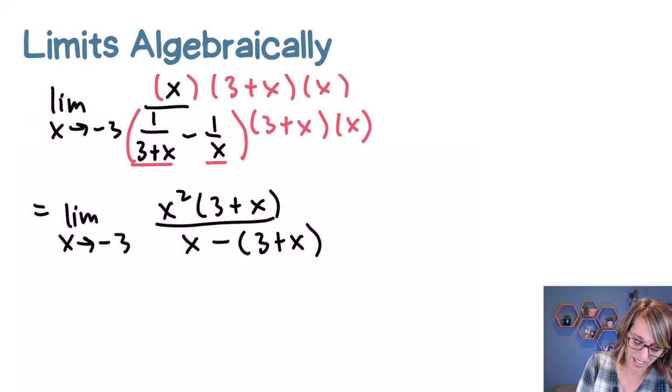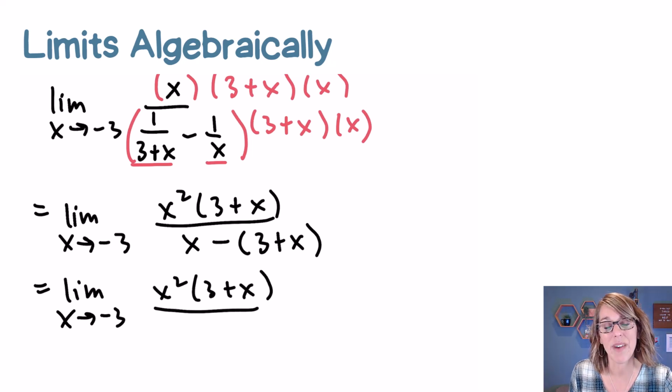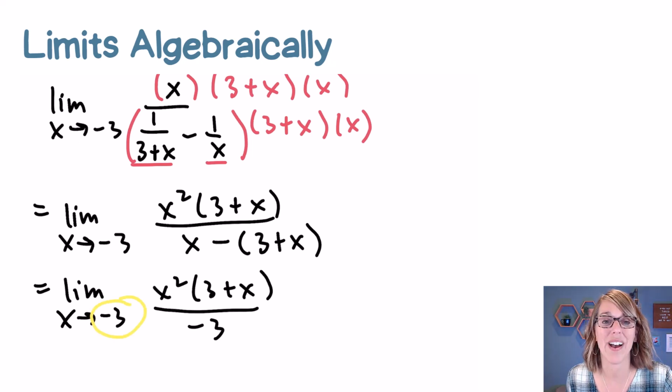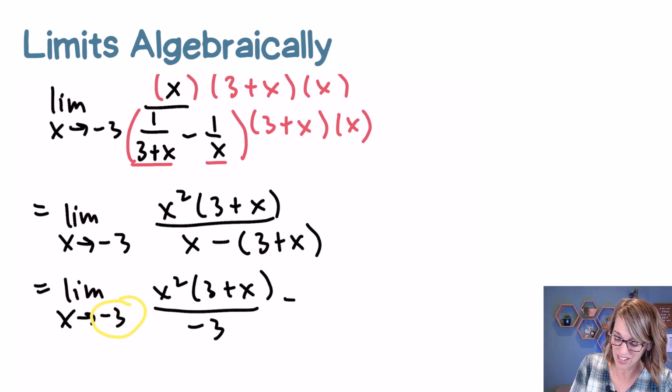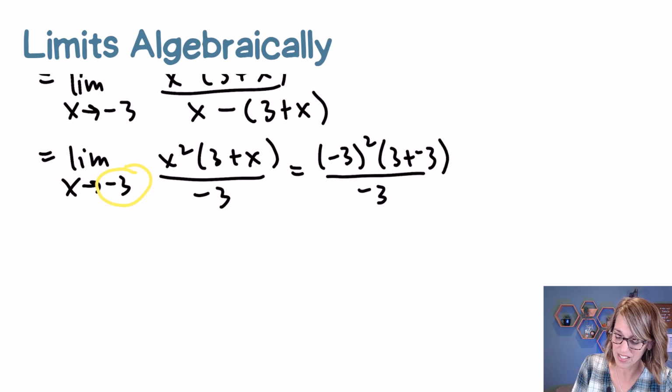As I simplify this, I get the limit as x approaches negative 3 of x squared times 3 plus x. In the denominator, I get x minus x. That's going to be 0. And then I've got that minus 3. So I can see that this took care of my discontinuity at negative 3. I can go ahead and plug negative 3 in now to evaluate. So I get negative 3 squared times 3 plus negative 3, which is 0, all divided by negative 3. And we end up with a limit that's equal to 0.